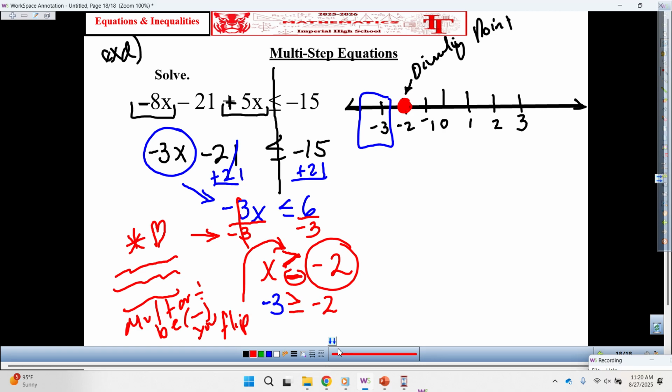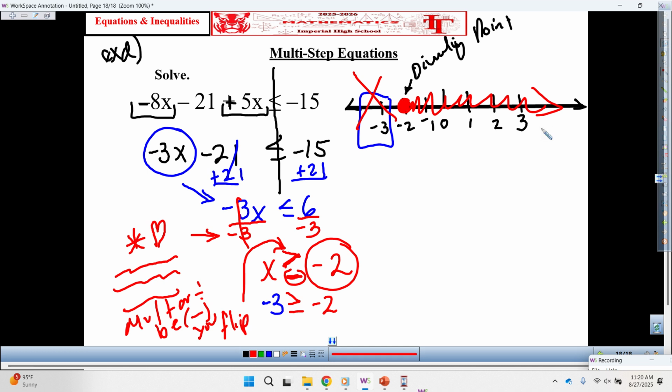Let's read that. It reads, is -3 greater than -2? So let's look at the number line. We know that all the numbers to the left are smaller. Is that correct? So is -3 greater than -2? No. So I'm not going to shade that way. Which way am I going to shade? In that direction. Yes. Right. So this is where I'm going.